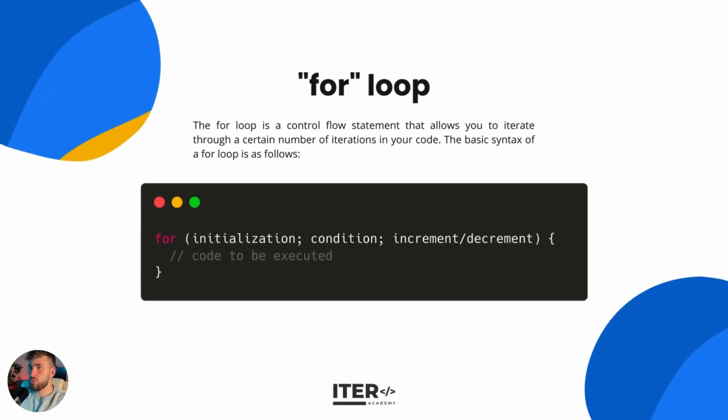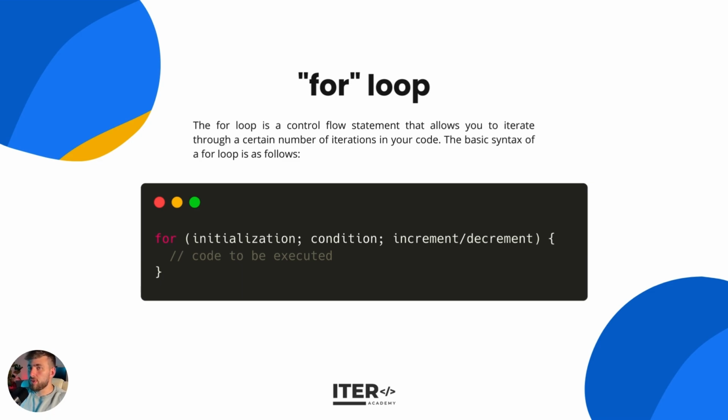The for loop is used when you need to execute a block of code a fixed number of times. It consists of three parts enclosed in parentheses: initialization, condition, and increment or decrement. The initialization is executed only once at the beginning of the loop. The condition is checked before each iteration, and the increment-decrement is executed at the end of each iteration.